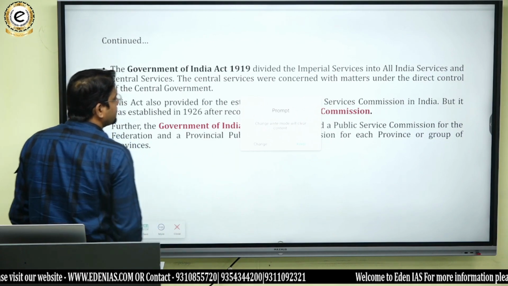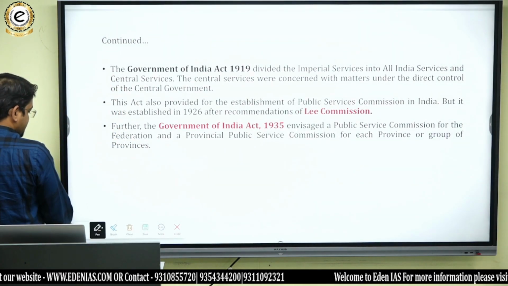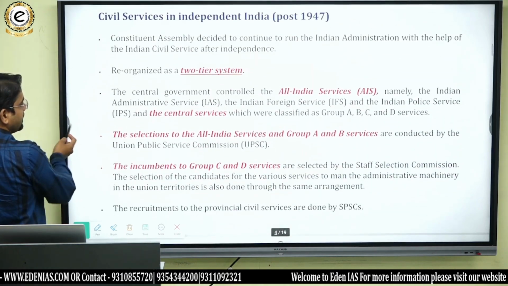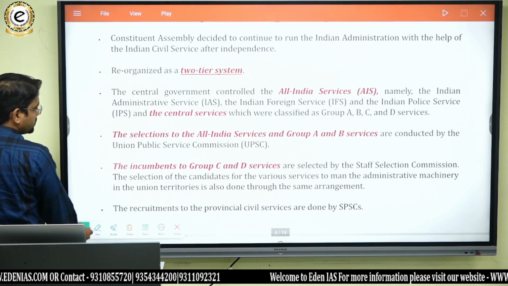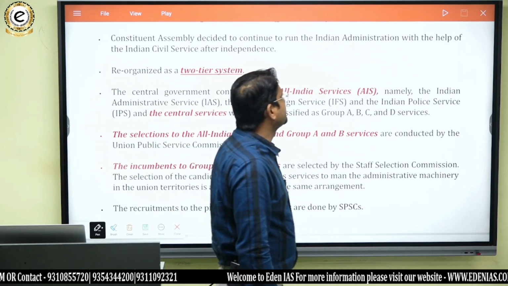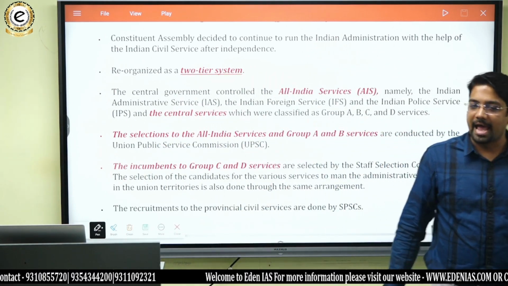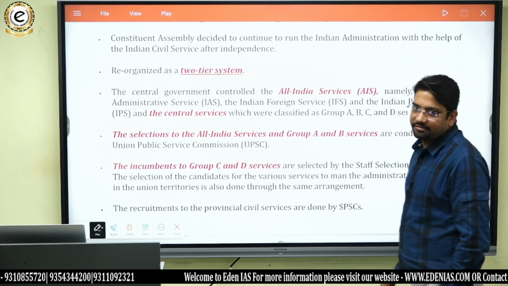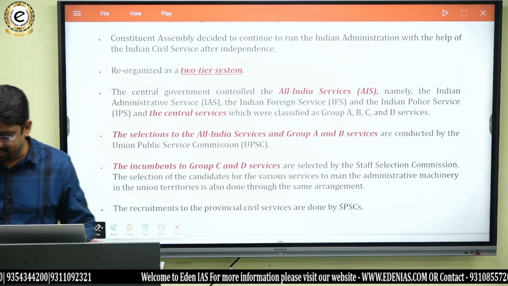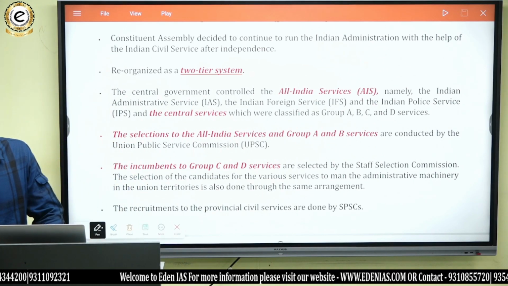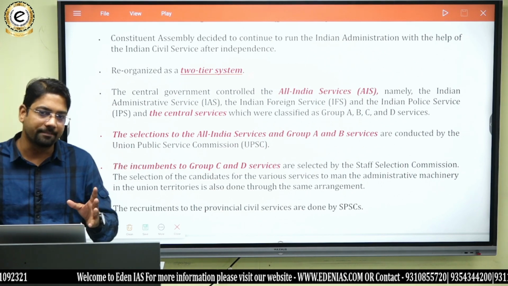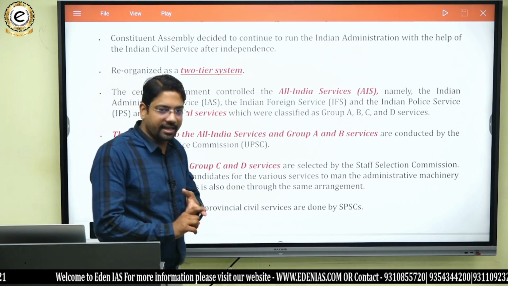So let's understand what the structure of civil services was post independence, right? The Constituent Assembly decided to continue to run the Indian administration with the help of Indian civil services after independence, because we did not have any other option to run the administrative machinery. Okay, and since we had experienced the colonial bureaucratic structure, and also we have borrowed so many clauses from the Government of India Act 1935.